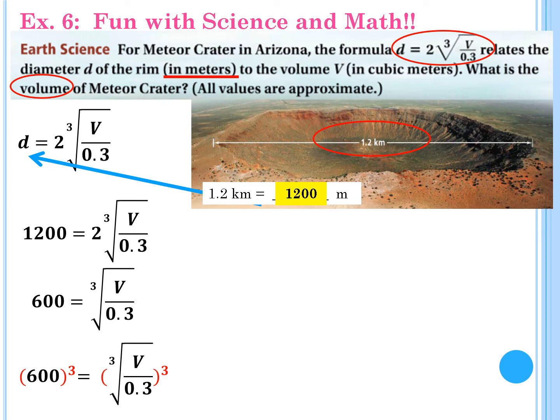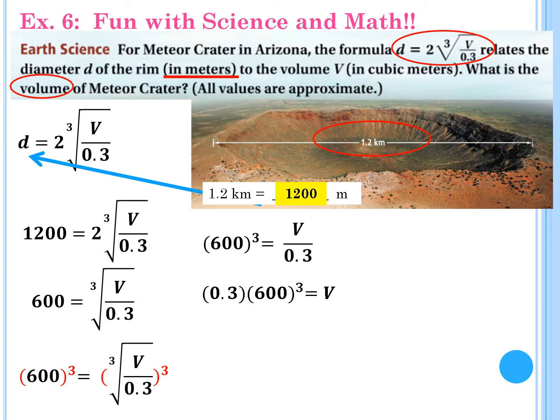So now look what I've done here on this next step. I didn't go straight to the calculator and do 600 cubed. I'm going to try to save that for the very end. So now I've got 600 cubed equals V divided by 0.3. So to undo division by 0.3, we are going to multiply by 0.3 on both sides. That's how I get V equals 0.3 times 600 cubed.